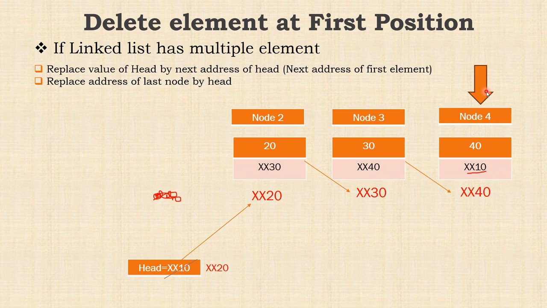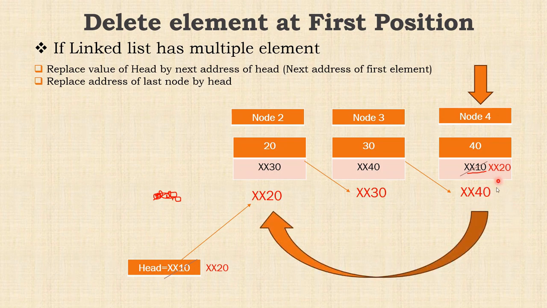This is our last node, and then we are deleting xx10. Now xx20 is the head value, that means the first node, and then node 4 will point to the first node. So there is no node 1, we have deleted it. Head is also pointing to node 2, and the last one is also pointing to node 2. So this is one complete CLL, circular linked list. We have deleted from the first position. So it's done.